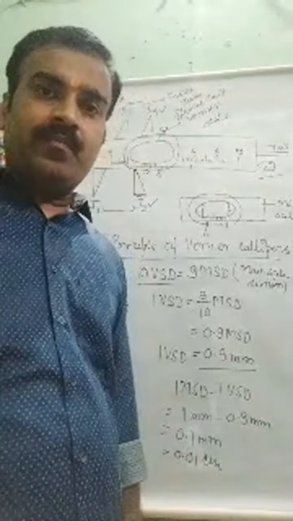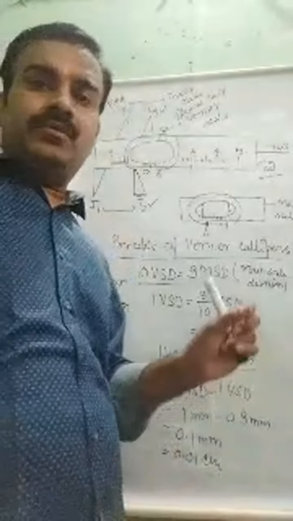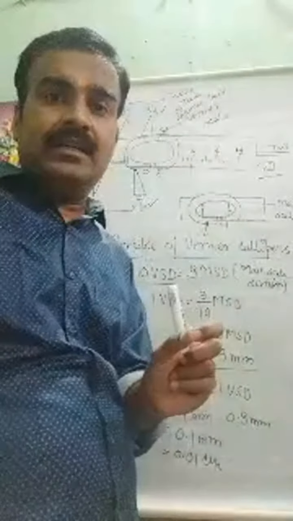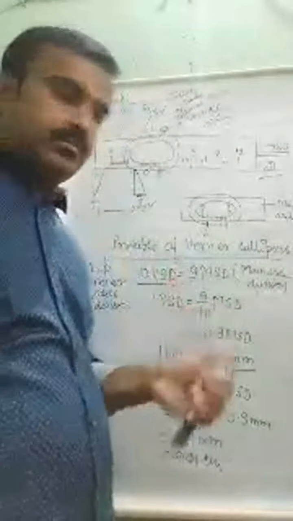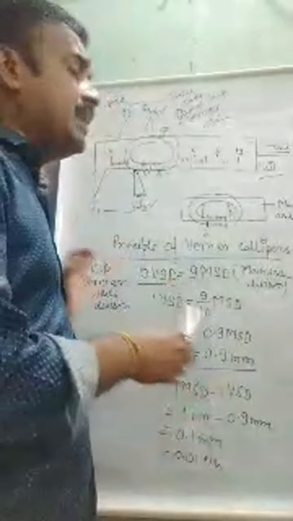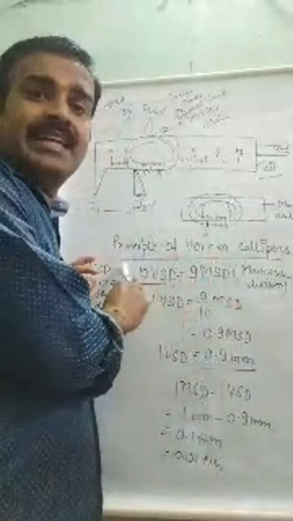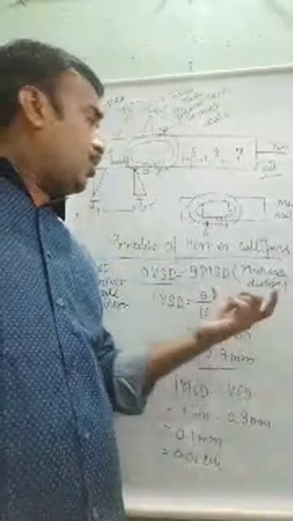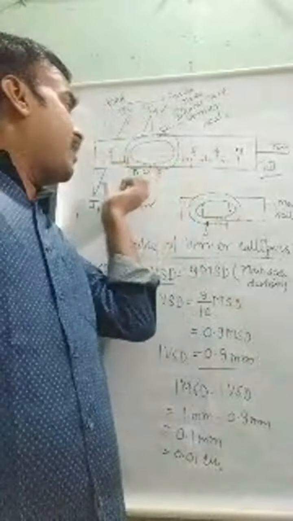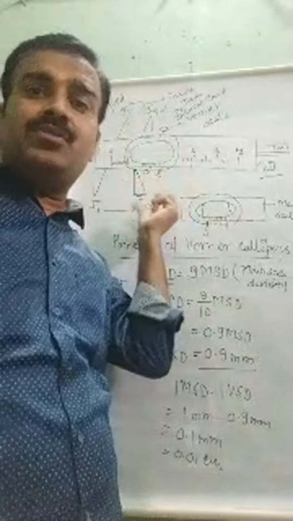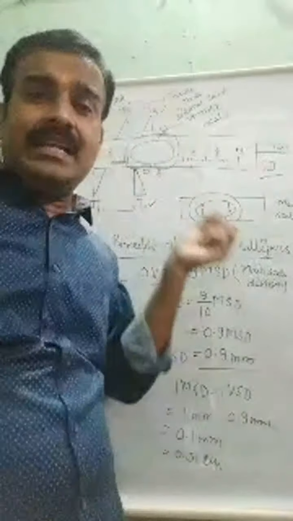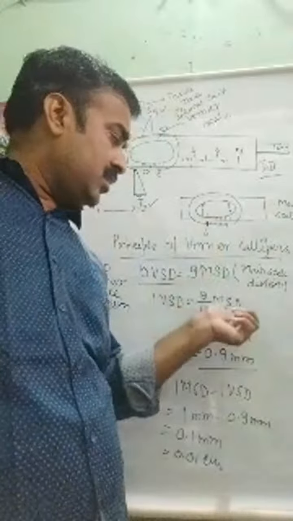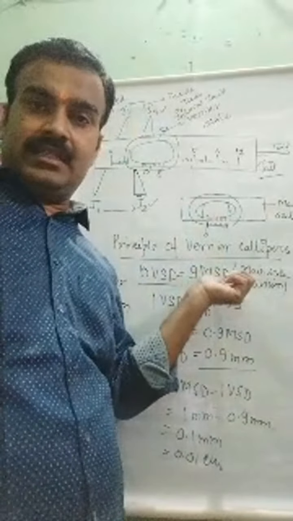Clear this one? Again, those who have not seen this, just see it. If you want to write the principle of Vernier calipers, by what principle it works, once we join both the jaws, we will find 10 Vernier scale divisions equal to 9 main scale divisions.